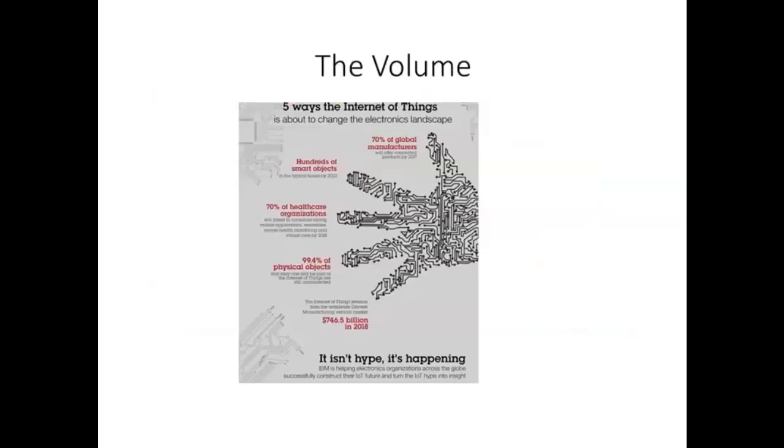So the volume, the five ways of the Internet of Things, is a very simplistic but actually very powerful slide, I think. 70% of global manufacturers will be utilizing some sort of IoT technology. Hundreds and hundreds of new smart objects that aren't even available right now will be coming out in the next 5 to 10 years. Healthcare organizations, I'll give you an example.